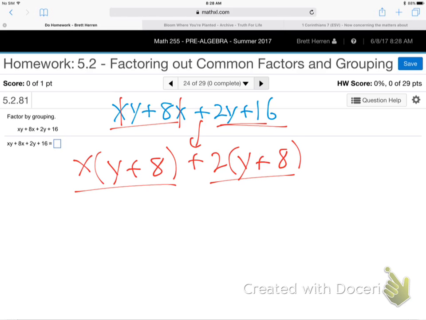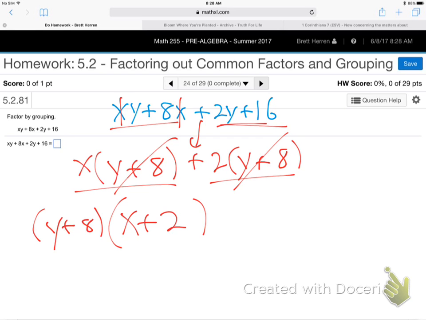So looking at it that way, 2 separate terms, what do they both have? Parentheses y plus 8. Remove it. What does that leave behind? X plus 2. All the pluses and minuses are contained. The horses are corralled. We're done. That good? Questions on that one? All's well?